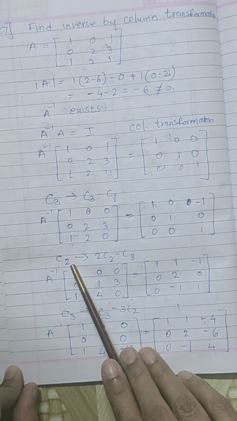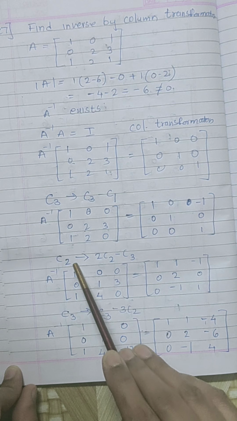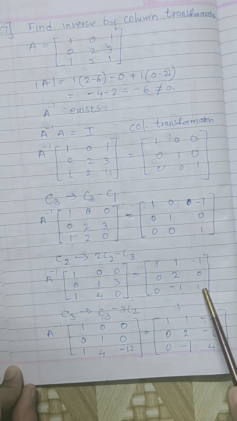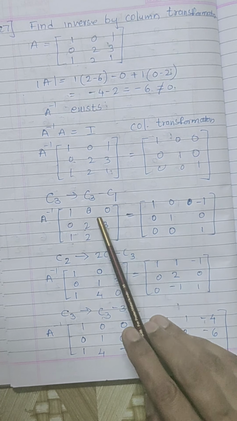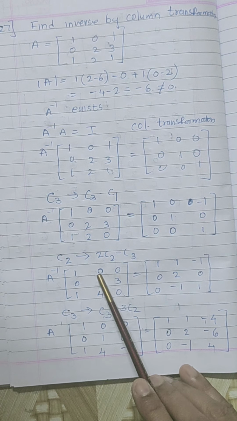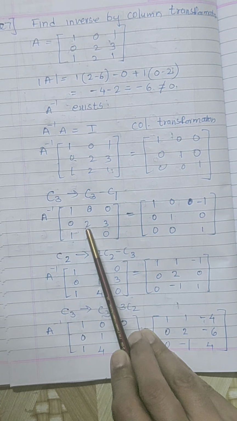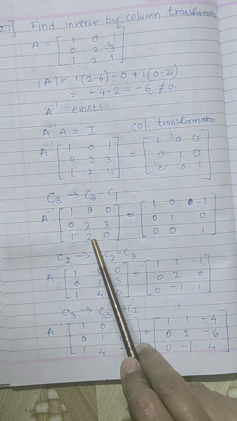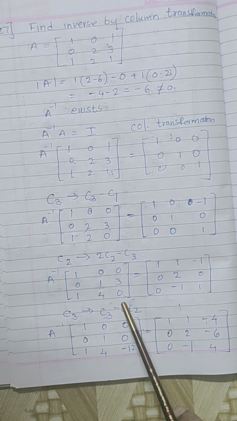So the first transformation will be C2 converts to 2C2 minus C3. So the first and third columns are written as they are. Now see, C2 converts to 2C2 minus C3. So here 0 minus 0 is 0. Then 2C2 means 2 twos are 4, minus 3 is 1. So we got 1 here. And 2C2 means 2 twos are 4, minus 0 is 4. And this as it is.